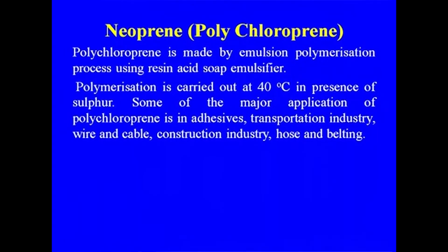So, polymerization in case of the neoprene, that is polychloroprene, is carried out at 40 degrees centigrade in presence of the sulfur. Some of the major applications we already discussed for the polychloroprene: the adhesive, transportation industry, wire and cable, construction, hose and belting.